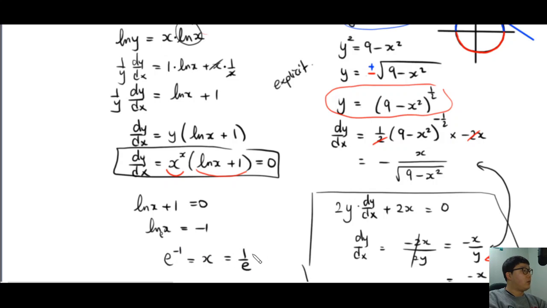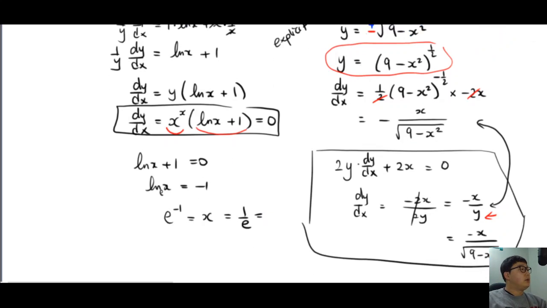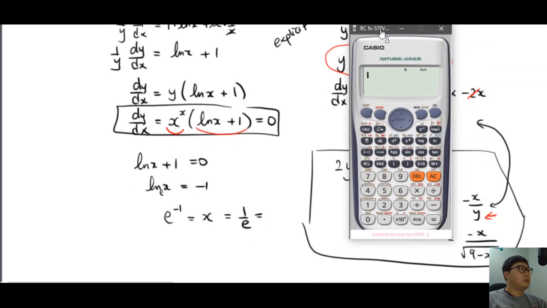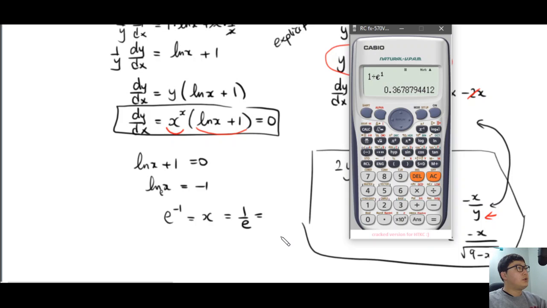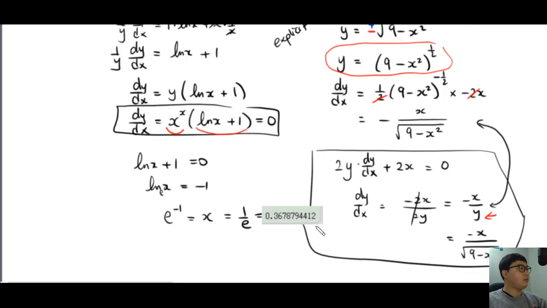e to the power of negative 1. That just turns into this one. And it turns out this value is, let me just bring the calculator here, 1 over e, that's 0.36788. Okay, so it turns out this value is the stationary point that gives you the minimum.